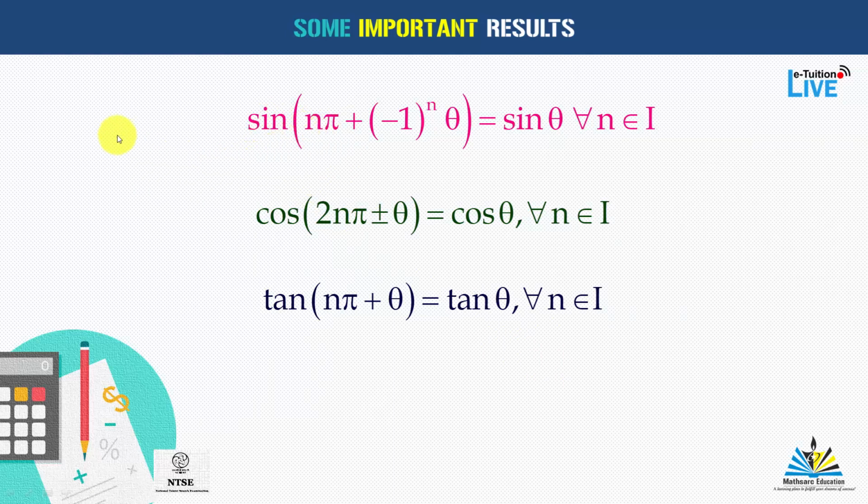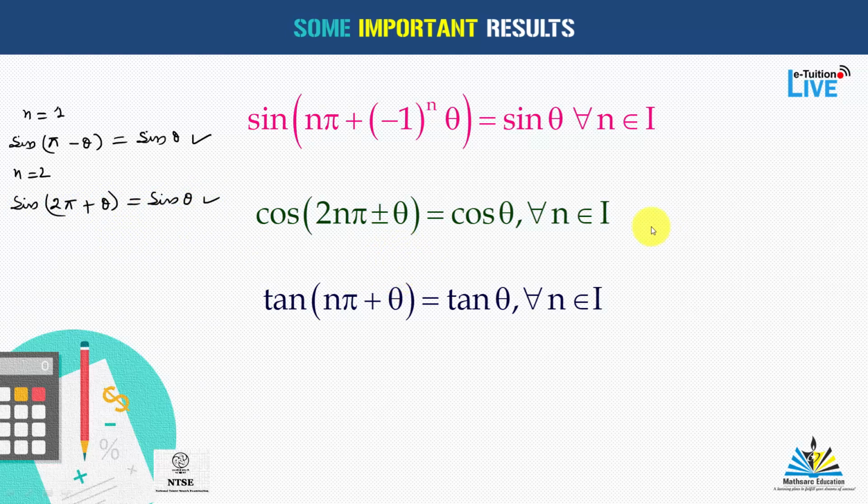Let's understand this formula. For n equal to 1, the formula becomes sine of pi plus minus 1 to the power 1, that is minus theta, is equal to sine theta. So this is true. Pi is 180, so 180 minus theta goes into the second quadrant, so sine of 180 minus theta is sine theta. This is true. Now for n equal to 2, the formula becomes sine of 2 pi plus minus 1 to the power 2, which is 1, times theta, is equal to sine theta. You can see 2 pi is 360 degrees. So 360 degrees plus theta is moving in the first quadrant, and this is a change about the x-axis. So sine of 2 pi plus theta must be sine theta.